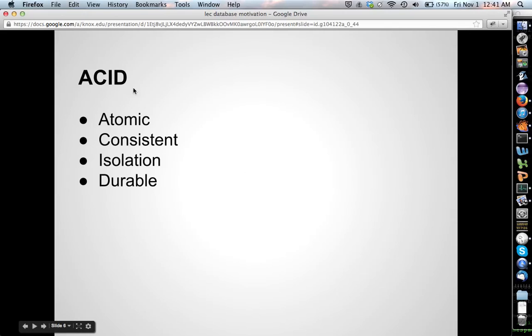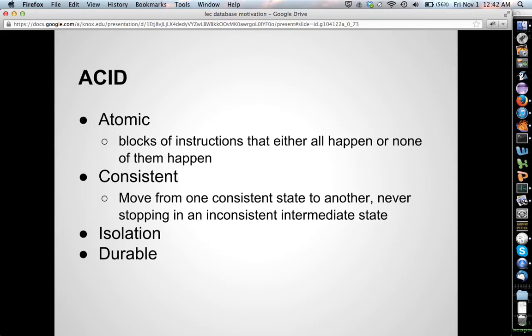And actually, there's an acronym, ACID, which stands for Atomic, Consistent, Isolation and Durable, or isolated, I guess, and durable. And so these are all of the properties, all the features of a database that we would like to have. And these address some of the persistence issues that we just ran into with RAM because we don't want things to be ephemeral. So the idea here is that blocks of instructions, they either all happen or none of them happen. That's what we want by atomic.